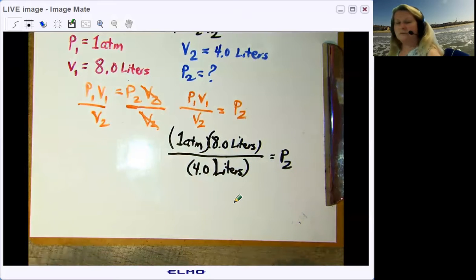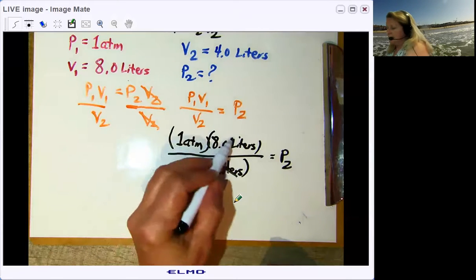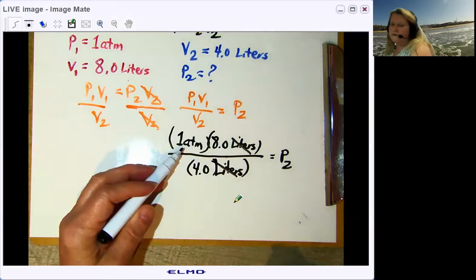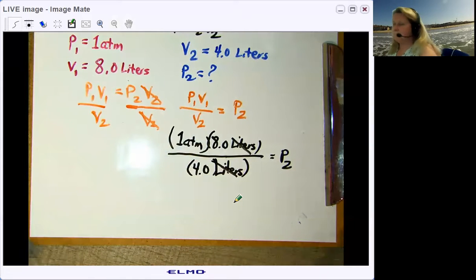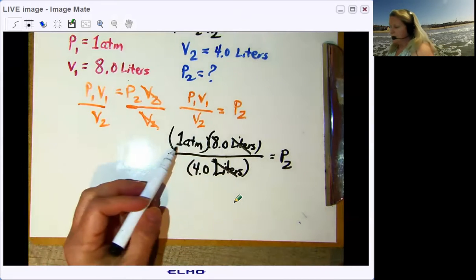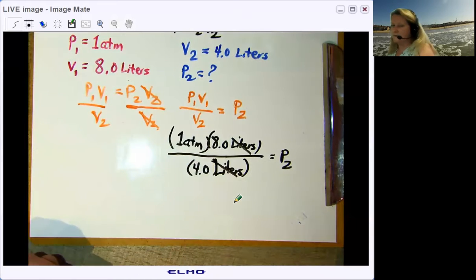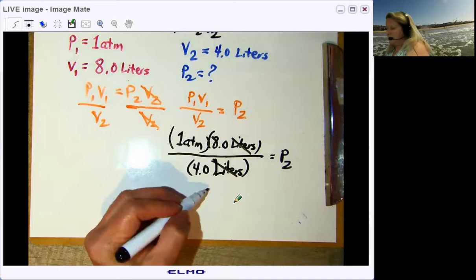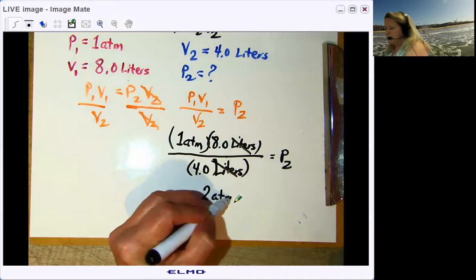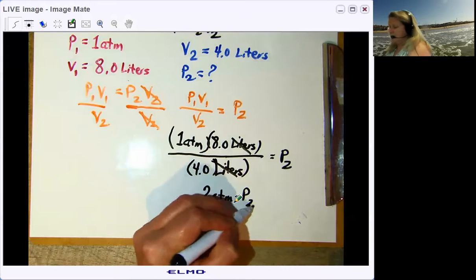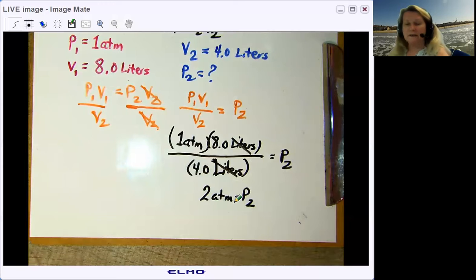Okay, so before you do your calculation, as always, just like with stoichiometry problems, it's a good idea to go through and check your units and see if they cancel out. So liters are going to cancel with liters. You're left with atmospheres, which is a perfectly great unit to use for pressure. So I have 1 atm times 8 divided by 4. Plug this into your calculator. 1 times 8 divided by 4 is simply 2 atmospheres. So our new pressure, P2, is going to be 2 atmospheres.